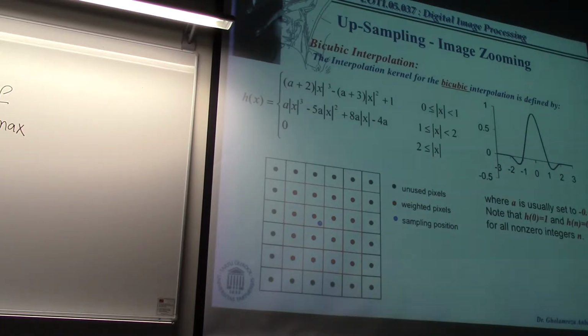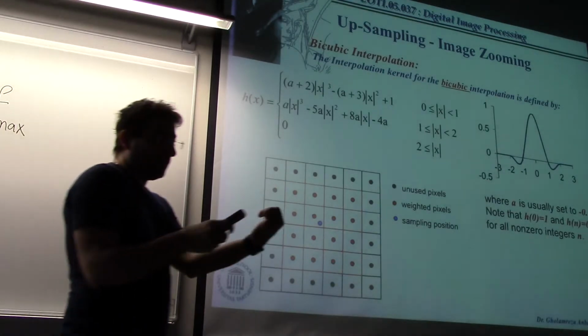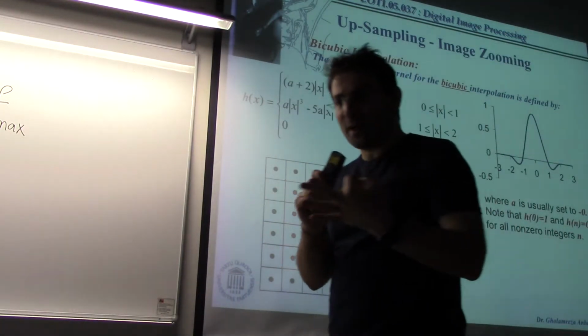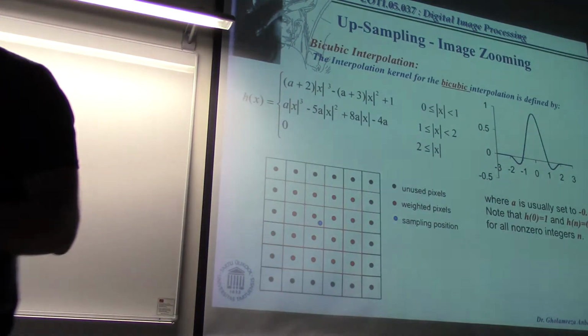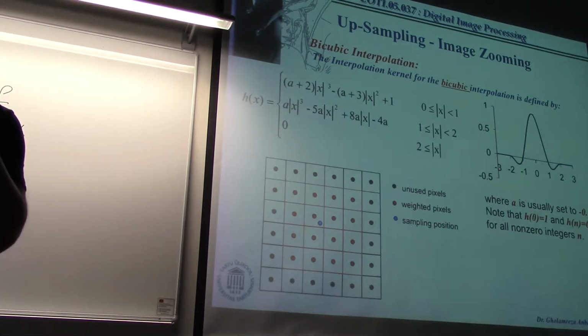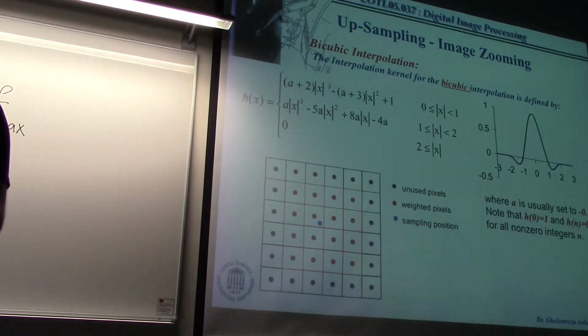Now, in general, for your homework, you will be responsible for bicubic, you will be responsible for bilinear, you will be responsible for nearest neighbor. In the exam, you have to be able to judge what are the differences and what are the advantages or disadvantages of them.